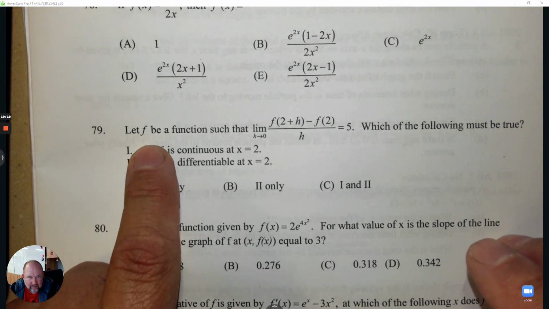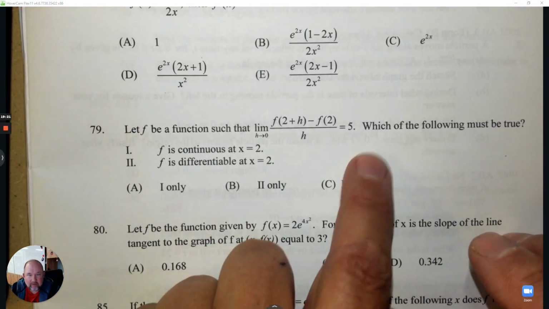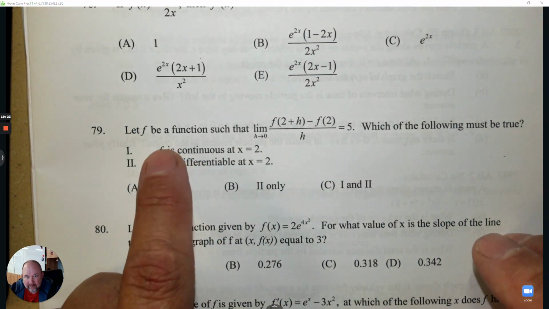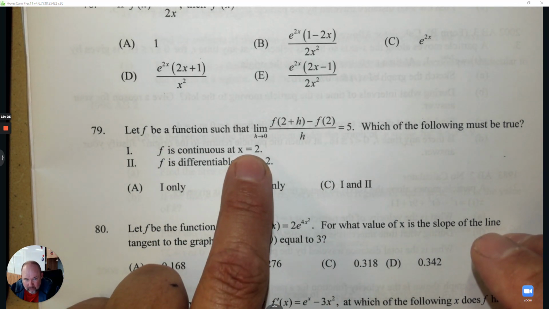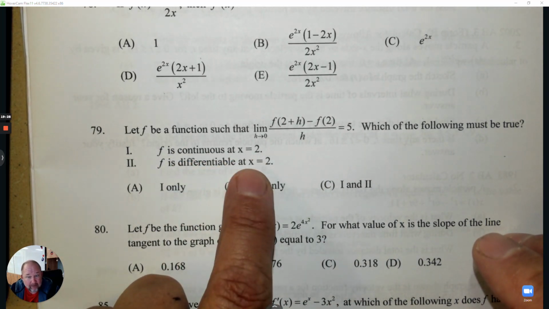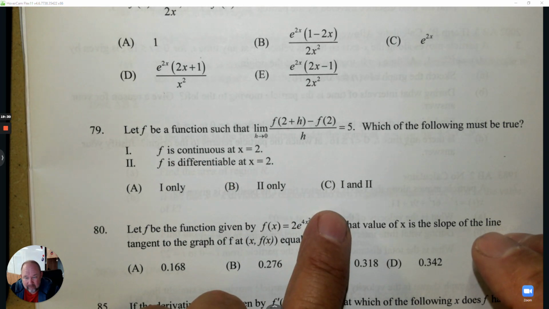Let f be a function, so you see this limit notation. Which of the following must be true? Is f continuous at 2? Is f differentiable at 2? And then which one of these is the answer?